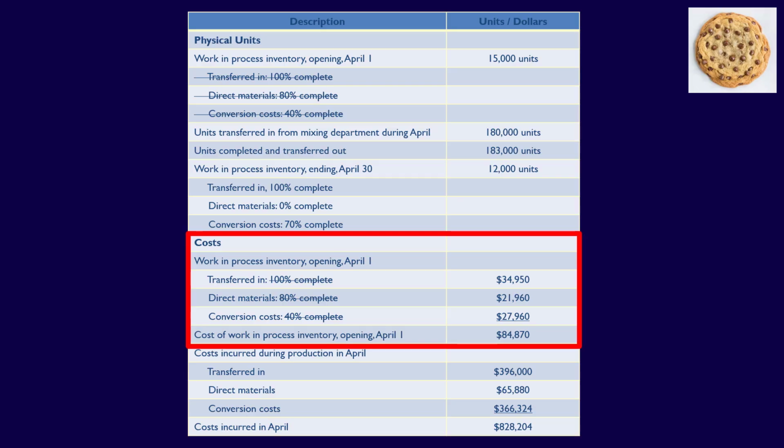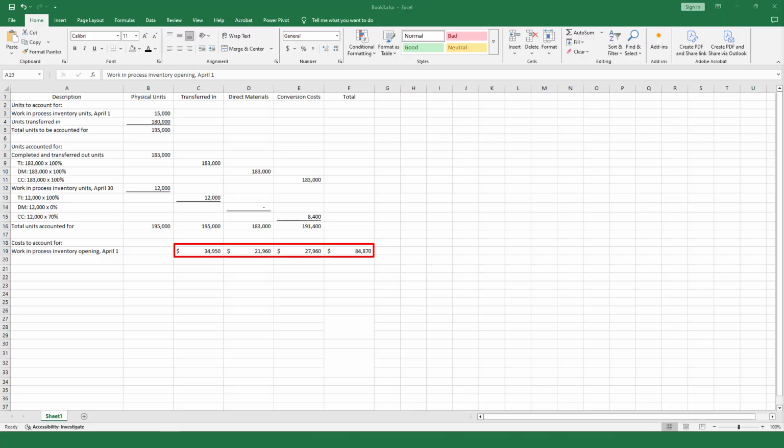We see from the question that transferred in are $34,950, direct materials $21,960, conversion costs $27,960, and the total $84,870. These are the costs which were incurred last period and were transferred over to this period. Note again that we do not use the percentages complete for the weighted average method, which is why they have a strike through.